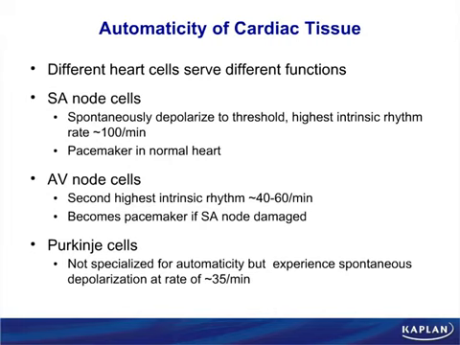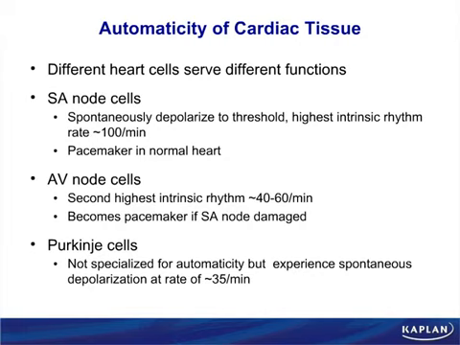Next is the AV node. It has the second highest intrinsic rhythm, somewhere about 40 to 60 beats per minute, and typically becomes the pacemaker if the SA node gets damaged. Third are Purkinje cells. These are not really specialized for automaticity. AV is not really specialized for automaticity either. Really, the main specialized site is the SA node. But Purkinje cells do show a spontaneous depolarization at close to 35 beats per minute.